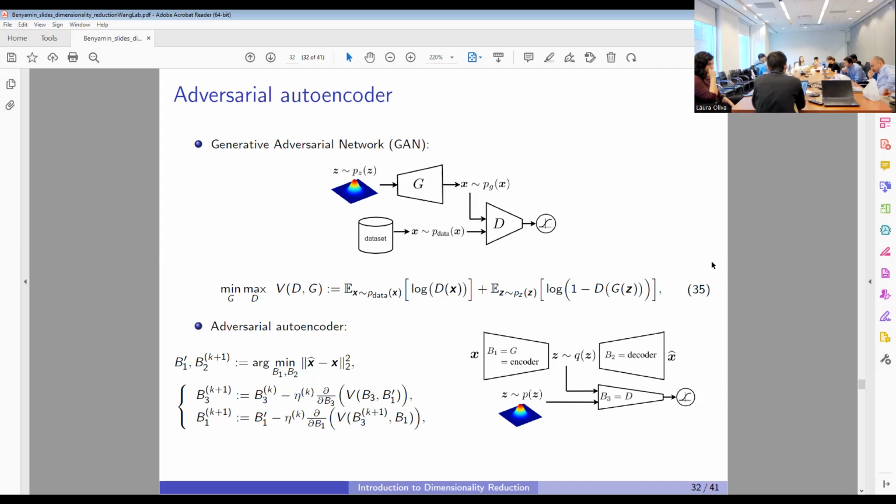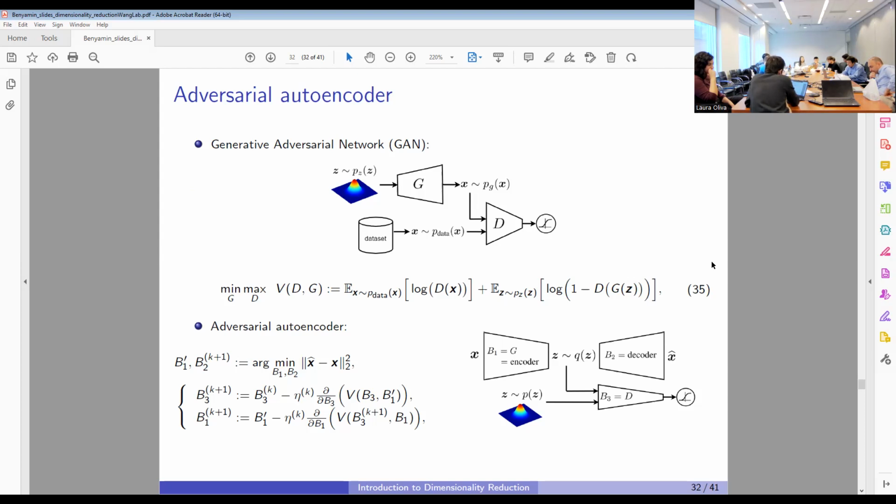Because as you see, GAN is not an autoencoder. It has only a generator and a discriminator. However, let's make it an autoencoder and let's call it adversarial autoencoder. They compared it with variational autoencoder. So they do this in these steps.